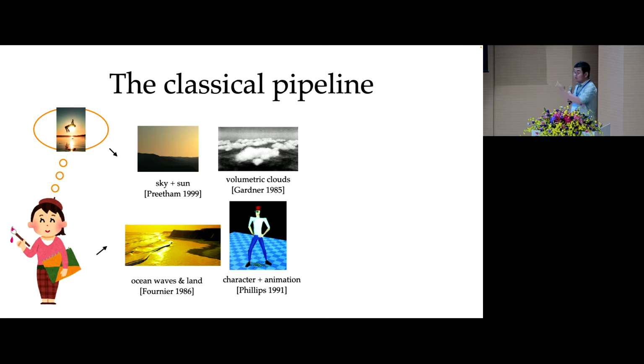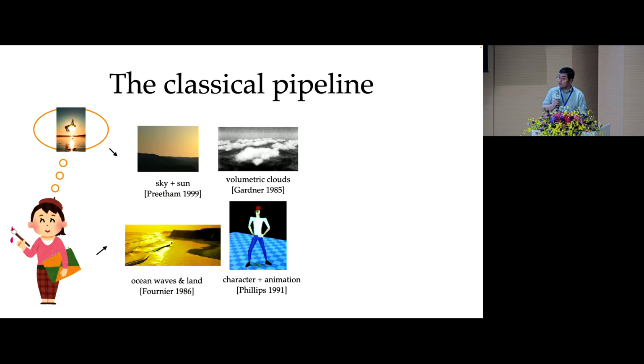So like an artist, they have a vision, and what they will do is they'll find a skybox, right? And these skies are modeling atmospheric effects like Rayleigh scattering, Mie scattering, and things like that. And then you also put the sun, ideally at a direction closer to the sunset. And then you also have procedural modeling for volumetric clouds, and you simulate the multiple scattering inside the clouds, and you also have an ocean wave model, and some procedural modeling for the land, and then you also have a character, and you also specify the animation of that character, right?